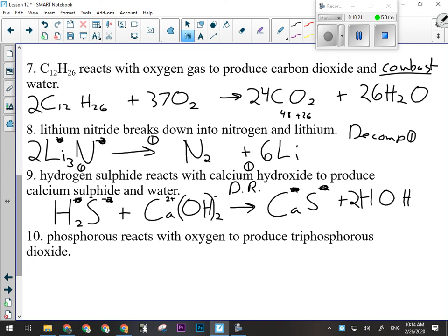side. Okay, there's 1 calcium, 1 sulfur, 1 sulfur. That was the only number I needed to put in. Okay, now the reaction is balanced. Okay, questions on number 9?